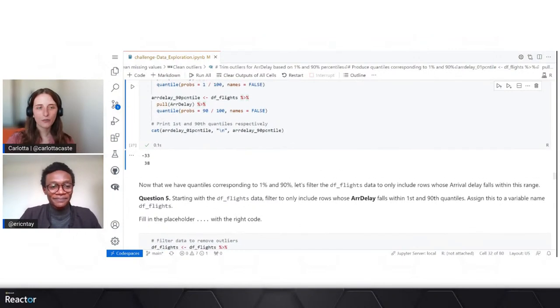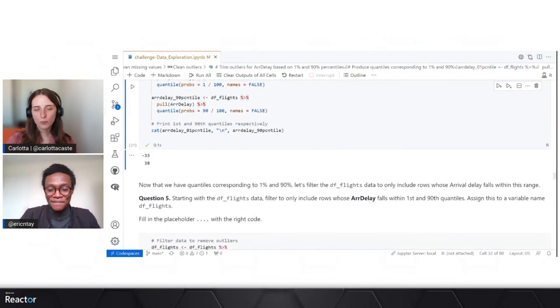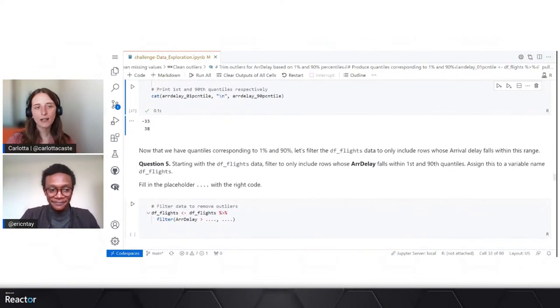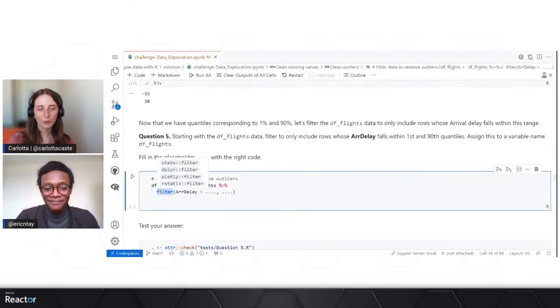Yeah, so thanks, Eric, for showing us how to calculate the first and 90th percentile for the arrival delay column. As you mentioned, now we want to use these values in order to filter out all the values lower than the first percentile and greater than the 90th percentile. So this is what question 5 is asking us. In the piece of code for the answer to question 5, we can see again our filter verb, right? We already found it in other questions, so now we know how to use it. Eric, do you have some hints on how to solve this question 5?